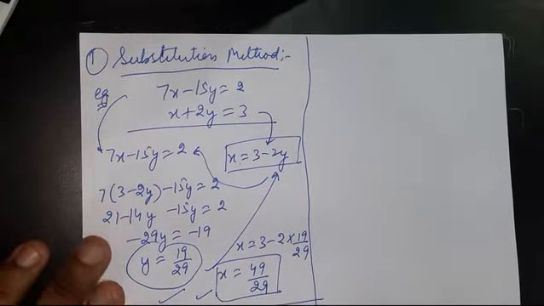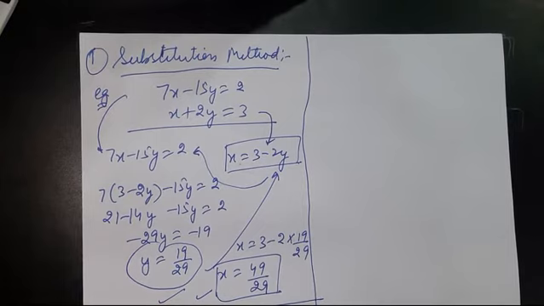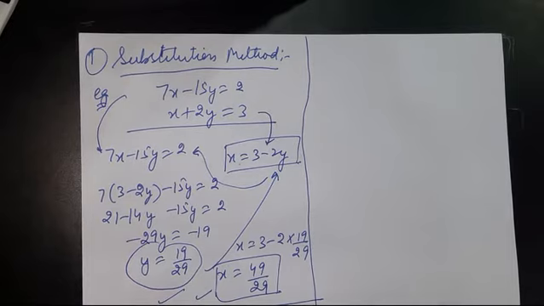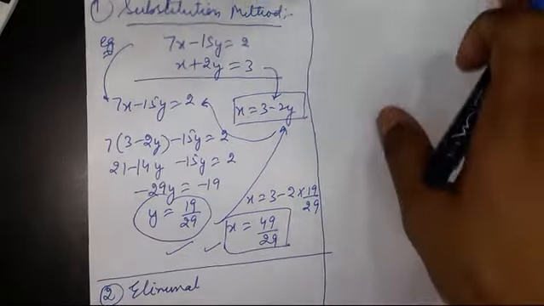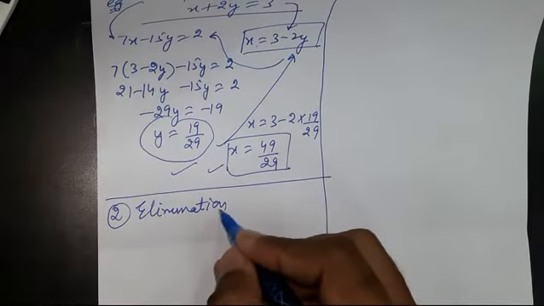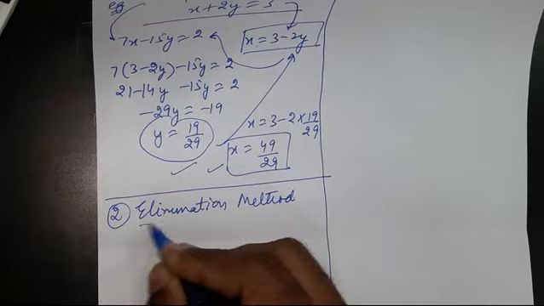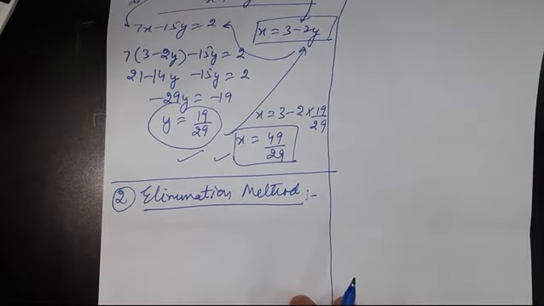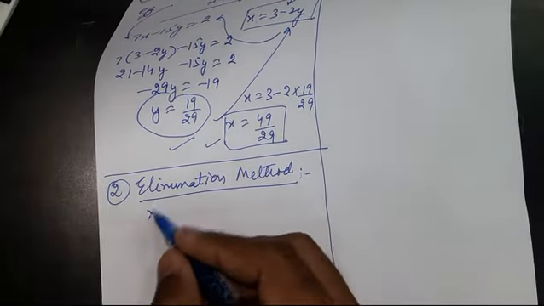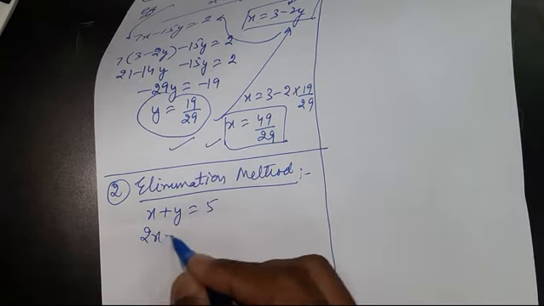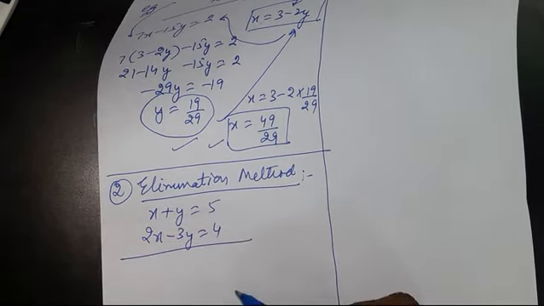So in this way you can use the substitution method to solve the equations. Similarly, there is a method known as the elimination method that we will use to solve the equations. Let us take an example here. Let us suppose the example given to you is x plus y is equal to 5, 2x minus 3y is equal to 4. This is the question.